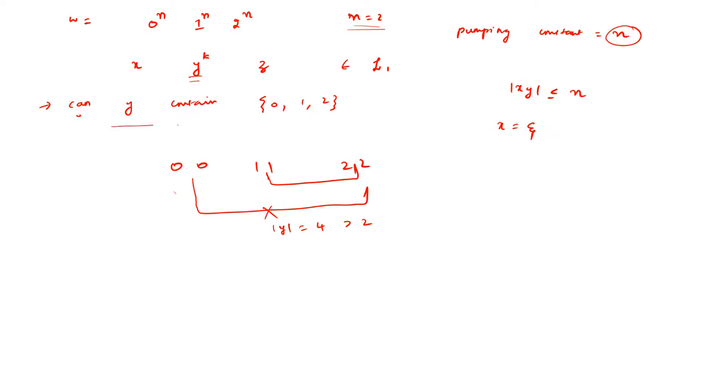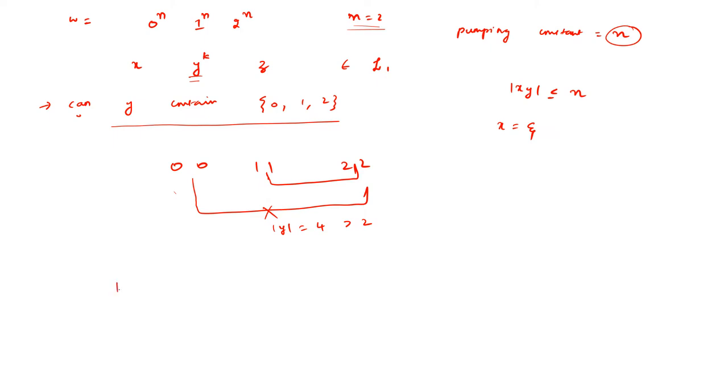I hope you got the point why y cannot contain all the symbols 0, 1, 2. Is there any doubt so far? Now, once you digest the fact that y cannot contain all symbols, if you pump y, not all the symbols get pumped, and that is why the pumped string changes.